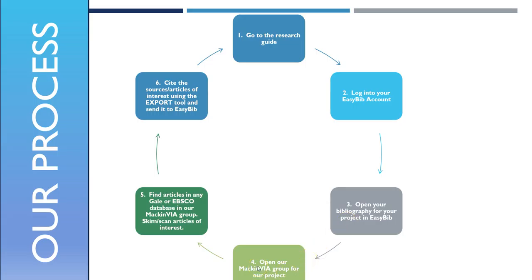We want you then to make sure that from the guide you open our Mackin VIA group so that you have all the EBSCO and Gale databases at your fingertips. And then skim and scan articles of interest from one or both sets of databases. When you see articles that you like, we want you to make sure that you export the citations into EasyBib. You can always delete them later if you decide not to use that source in the paper. But right now we want to cast a broad net so that we can gather and collect as many articles as possible.